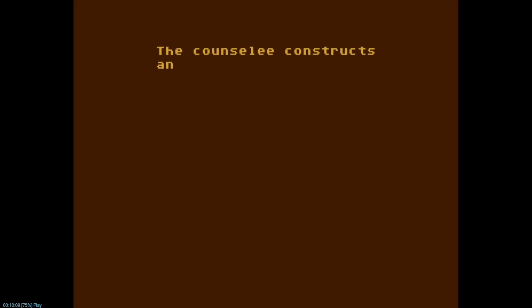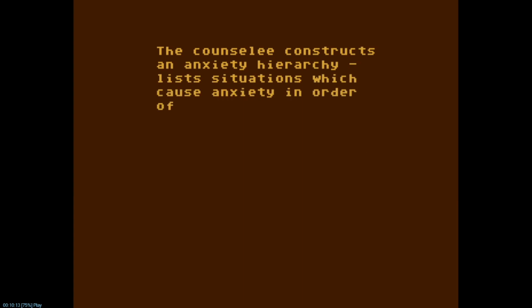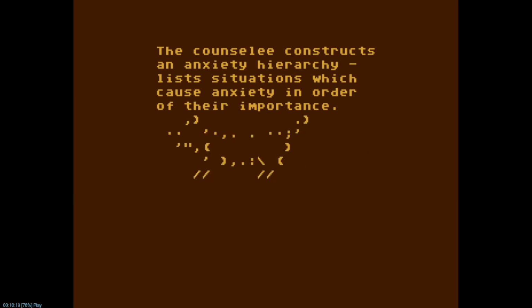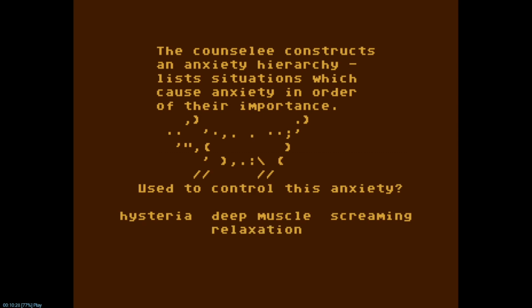Next, the counselee constructs an anxiety hierarchy. This lists the situations which cause anxiety in the order of their importance. In the case of fear of dogs, for example, the counselee may feel some anxiety upon hearing a dog bark and a great deal of anxiety when touching one. What do you think will be used to control this anxiety?